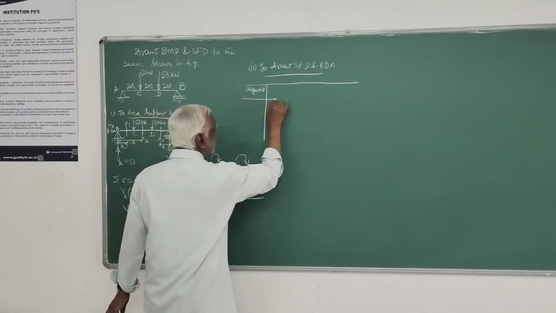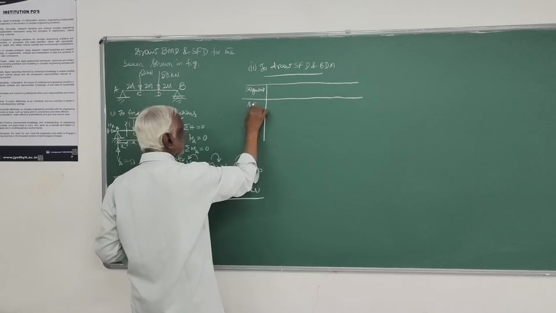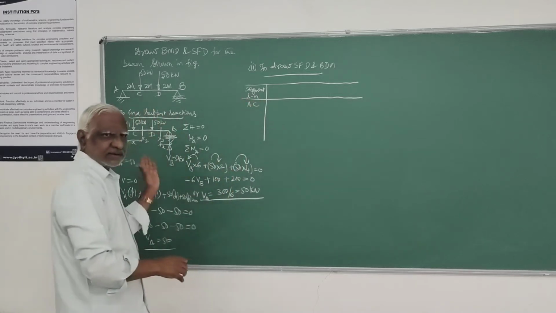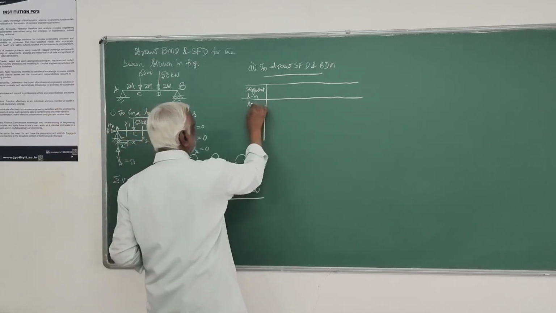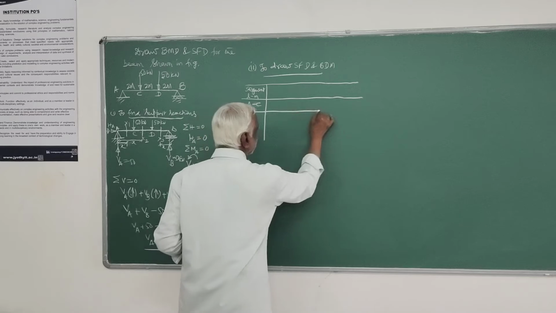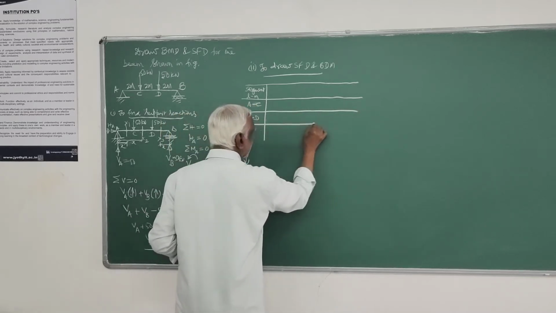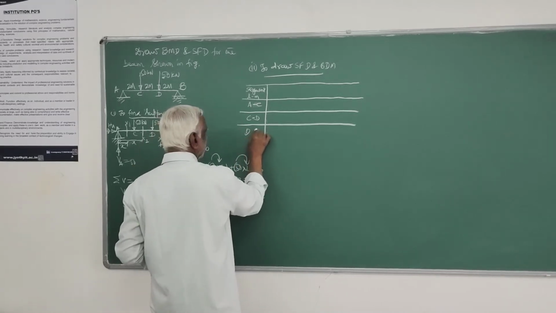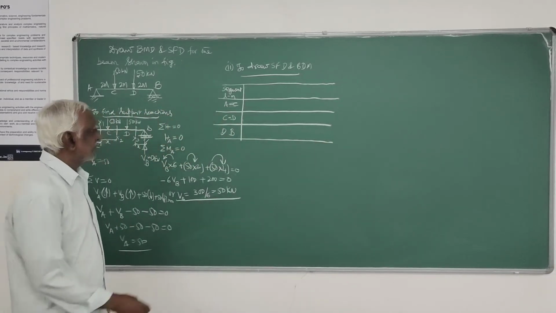So there are three segments. One is the AC segment. I will say LM segment, left side to right side. LM, I will say. That is A to C, one segment. C to D, another segment.